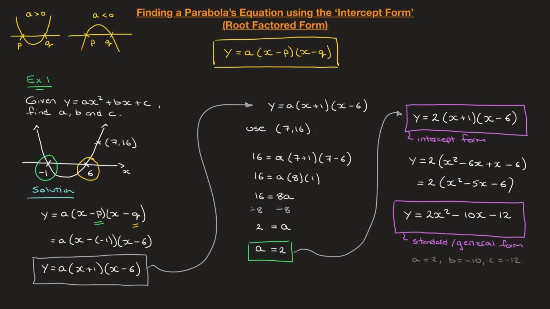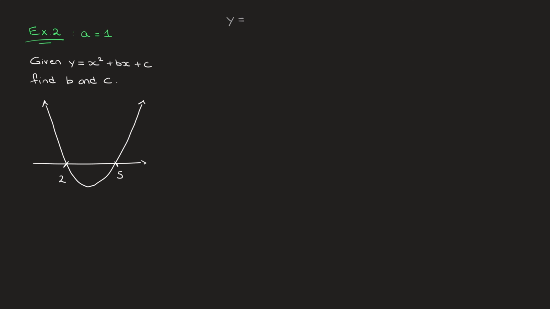Now, to make it clear that we're dealing with a special case here, let me quickly remind you that in standard or general form, a parabola's equation looks like this: y equals ax squared plus bx plus c. And comparing this equation to the one that's given to us here, x squared plus bx plus c, hopefully you'll notice that there's no a multiplying the x squared.